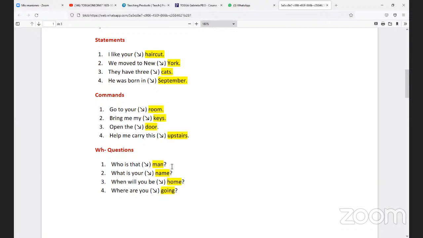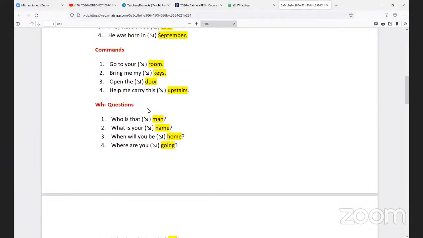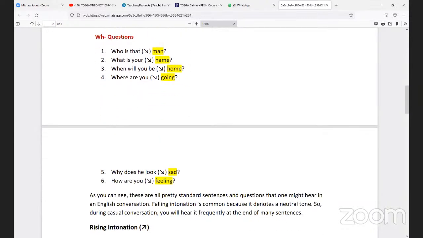And finally, the third part that we have here is in questions, WH questions. Because in WH questions, we use who, what, when, where, and we are looking for more information. This happens just with WH questions. All questions that start with WH. Who is that man? Right? So, because we are making questions, always with WH questions, we use the last word in a falling way. Okay? So now let's do this part.